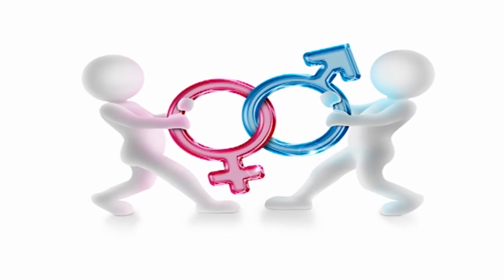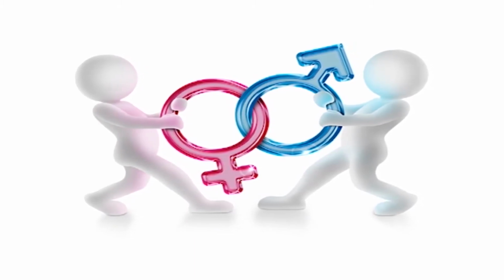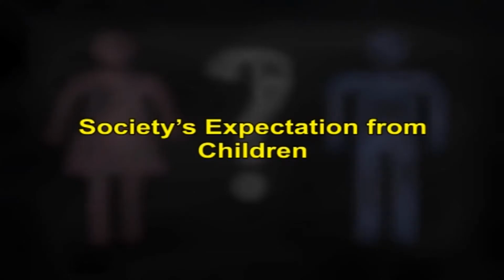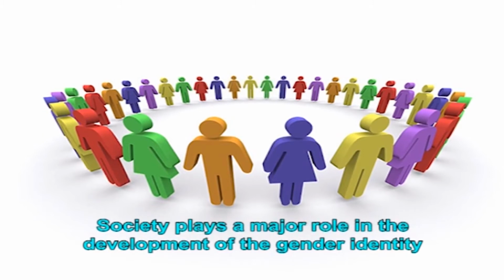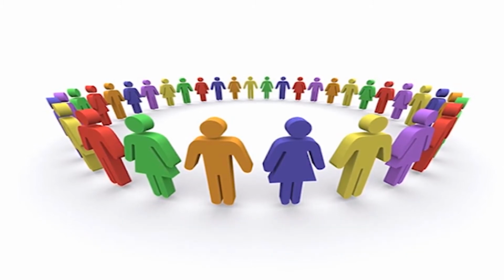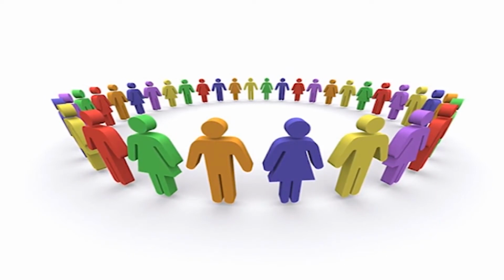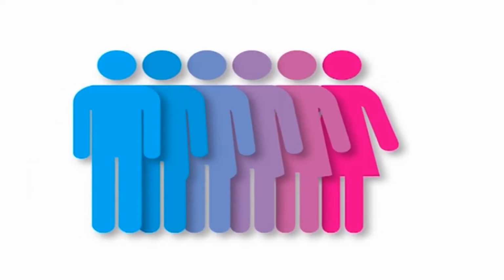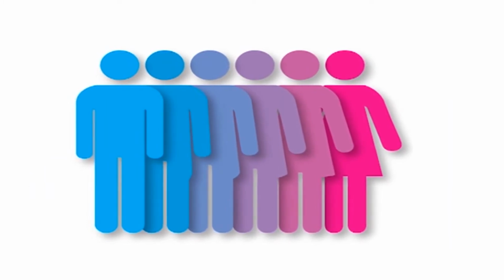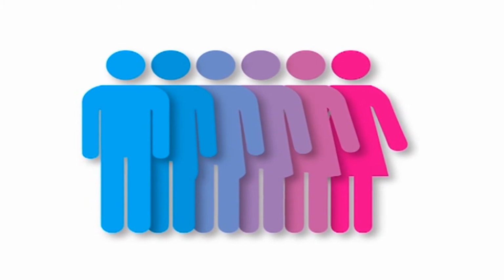Society, environmental factors, and parents help the child to develop the gender identity. Society's expectation from children: society plays a major role in the development of the gender identity. The society has fixed certain behavioral patterns which are associated with the gender from an early age. The boys are expected to be more aggressive, while the girls frequently learn to take on the stereotypical feminine qualities.